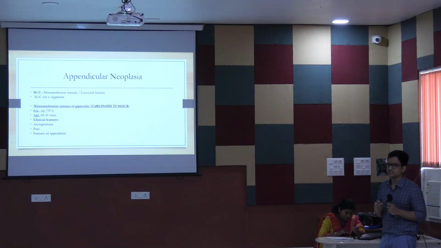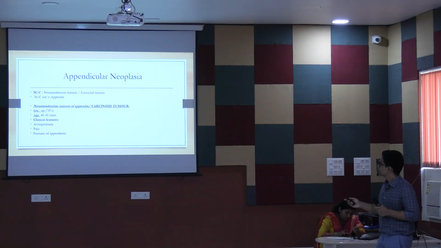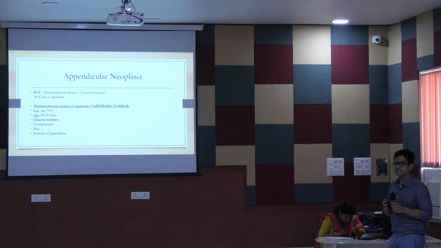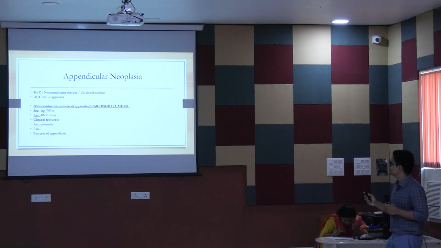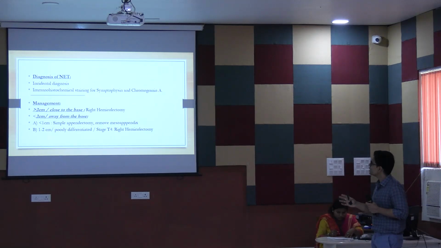Most common tumor that is seen in appendix is not adenocarcinoma, it is NET, neuroendocrine tumor, and the most common site is also appendix, or it is also called as carcinoid tumor. Now, carcinoids release a lot of substances, hormones. I have not covered that in details. We'll cover that in a carcinoid class.